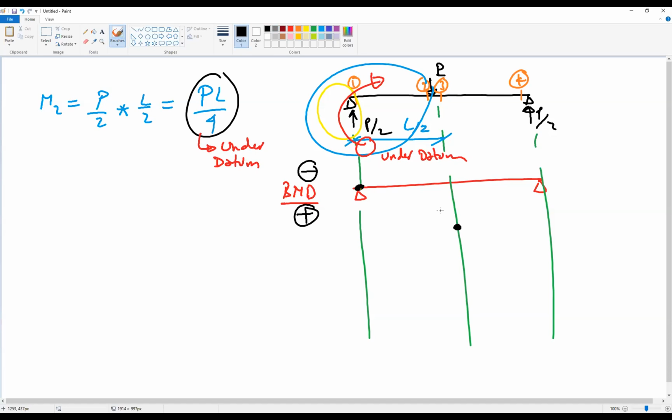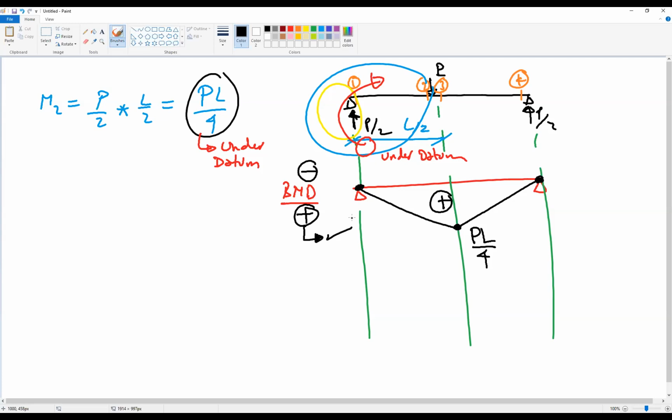So the value of this moment I put here. Why do I put it here? Because the force causing this moment is causing a moment with the tail under the datum. So this value of moment will be BL divided by 4, and we can connect these two by a straight line. Also the moment here will be 0, so you can connect with a straight line. Is this moment a positive sign or negative sign? It is under the datum, and we did say under the datum is positive.